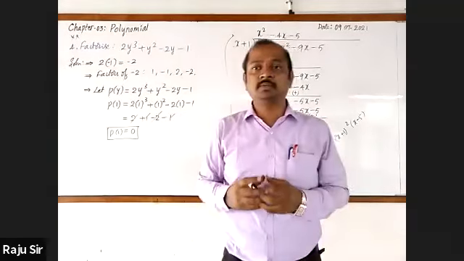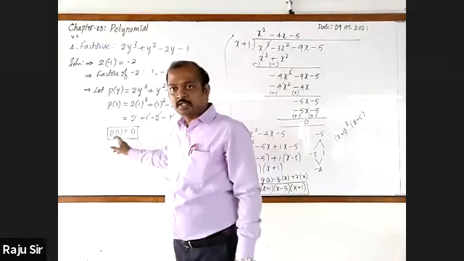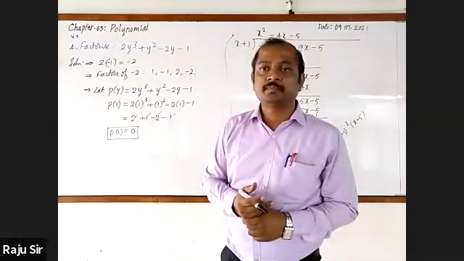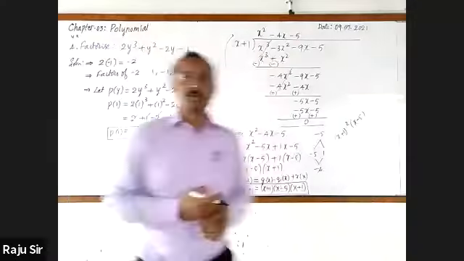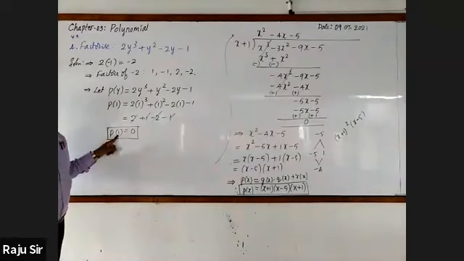I'm giving a chance to some students. Let them tell. Sanjana, if the remainder is 0, nothing but P of 1 is 0, what is the factor? X minus 1, sir. Therefore, X minus 1 is a factor. Right.